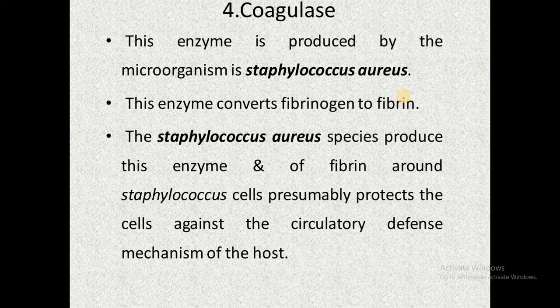The enzyme converts fibrinogen into fibrin, forming a clot. Staphylococcus aureus species produce this enzyme, and the fibrin around the Staphylococcus cells presumably protects these cells against the circulatory defense mechanism of the host. So it will protect itself from the circulatory defense mechanism of the host.